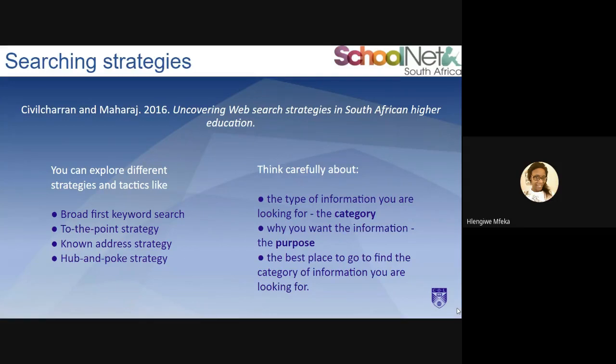Now, what is important to consider when you are using these various techniques is that you need to know what type of information you are looking for. That is a category. That is very important. Are you looking for a video? Are you looking for a PDF? Are you looking for a PowerPoint presentation? Are you looking for a magazine? Are you looking for a news article? So you need to know what type of information you are looking for. That will help you to narrow down your search. Right. And then why you want the information?